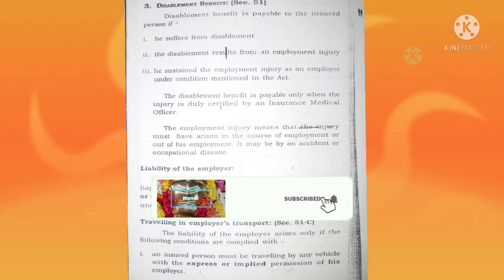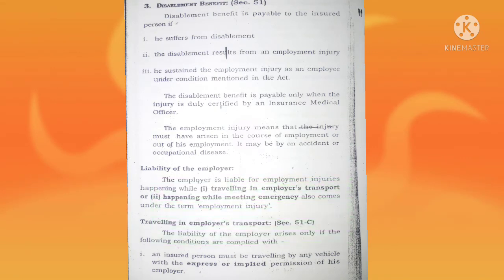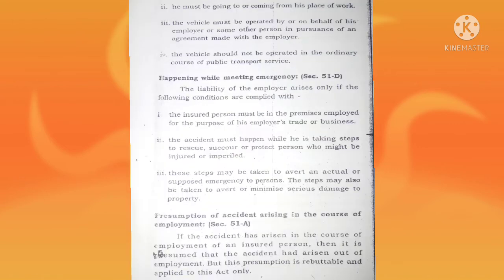The liability of the employer arises only if the following conditions are complied with. First, an insured person must be traveling by any vehicle with the express or implied permission of his employer. Second, he must be going to or coming from his place of work. Third, the vehicle must be operated by or on behalf of his employer or some other person in pursuance of an agreement made with the employer. One more point, the vehicle should not be operated in the ordinary course of public transport services.